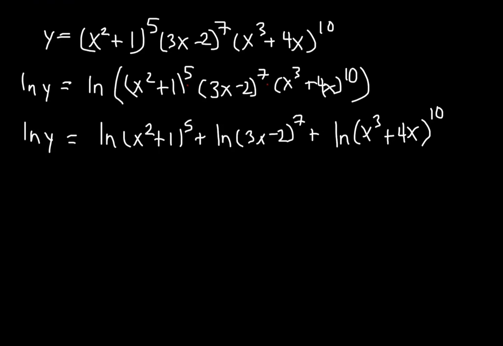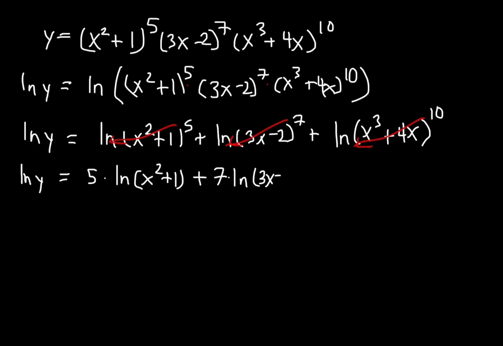Now we'll bring down the exponent on each of them, because that's the property of log. So ln y is equal to 5 times ln of (x squared plus 1), plus 7 times ln of (3x minus 2), plus 10 times ln of (x cubed plus 4x).